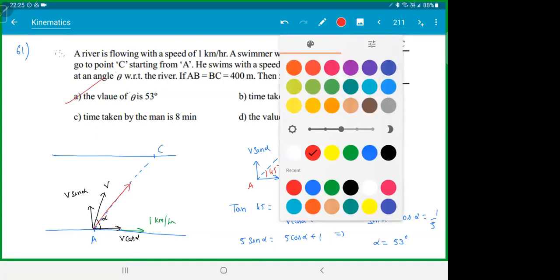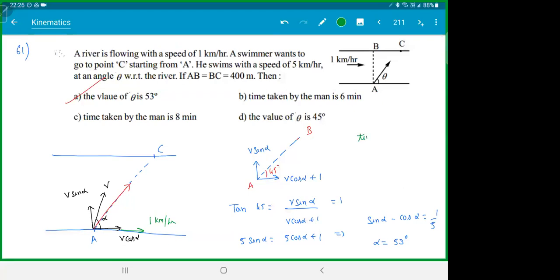And what about time? The only component which is responsible for crossing the river is V sin alpha. Time will be the line AB by V sin alpha. A to B is 400 meters, that is 0.4 km. V is 5, and sin 53 is 4 by 5. That is 0.1 hour. 1 hour is 60 minutes, so 6 minutes. Check.